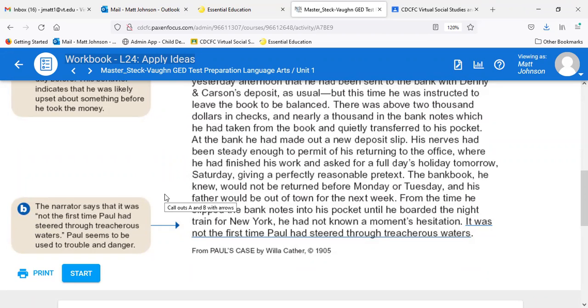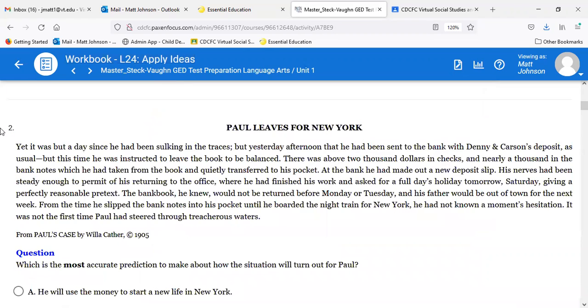And what we garner from this passage is that he's basically stealing, right? He took a deposit book to the bank to be balanced, and he made a new deposit slip. So he's taking money, and he's done this on the weekend, so he knows that it will not be discovered until he goes to New York. So it sounds like he's skipping town with some of his father's money is the idea behind that. So let's start the workbook.